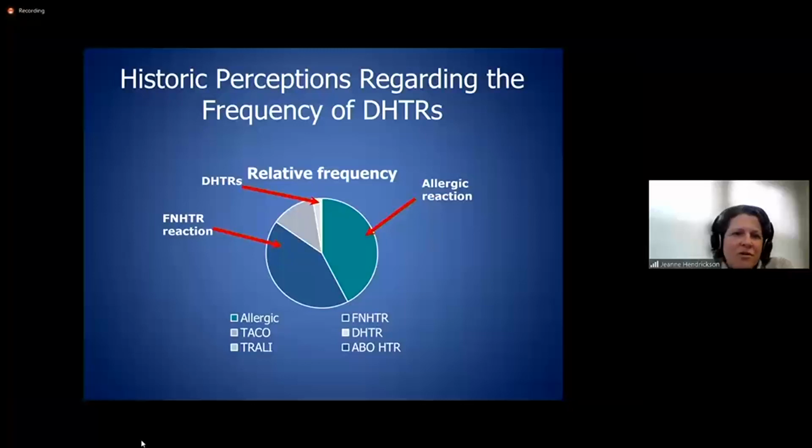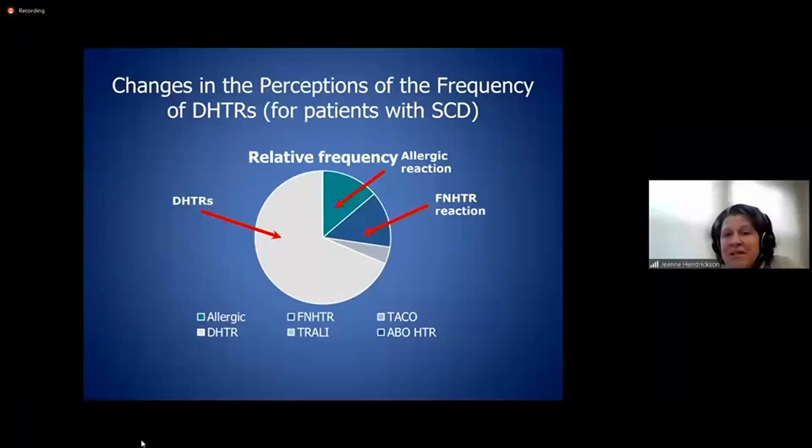This pie chart shows what I was taught in training, that DHTRs are pretty uncommon, that febrile non-hemolytic transfusion reactions and allergic reactions are by far the most common transfusion reactions. However, in patients with sickle cell disease, this is what the likelihood of DHTRs actually looks like. They are much more common than any other transfusion reaction combined. They may not be reported, depending on what country you live in. They may not be required to be reported if they're not fatal.